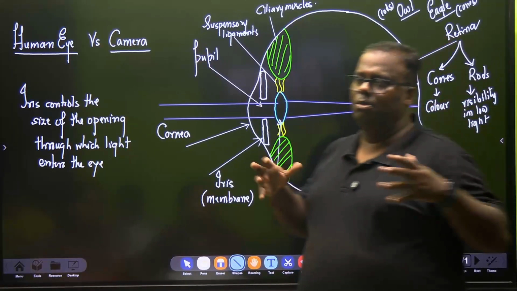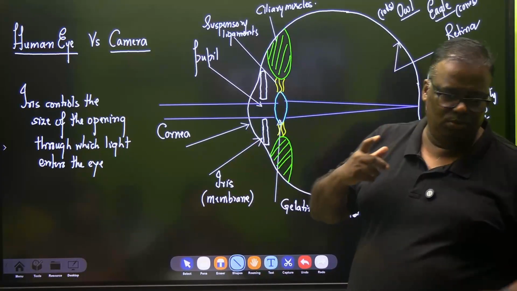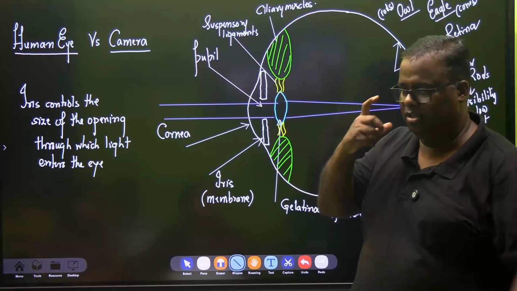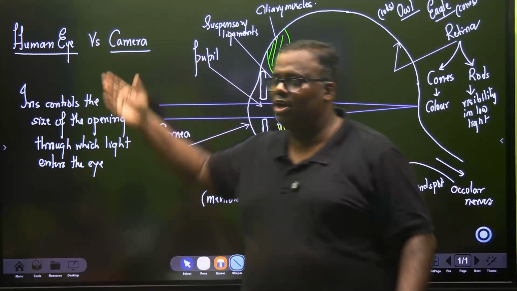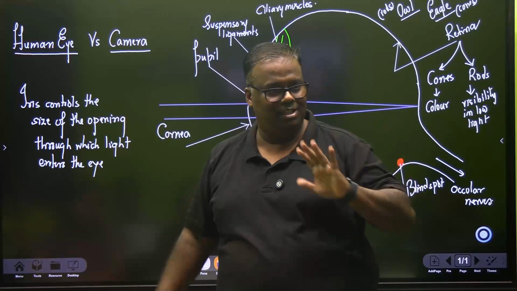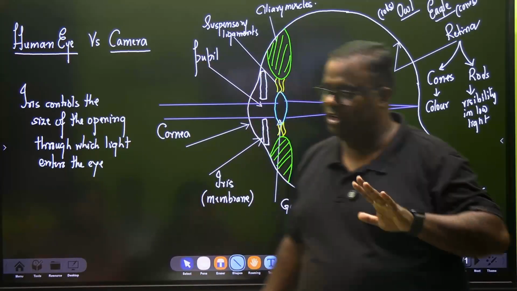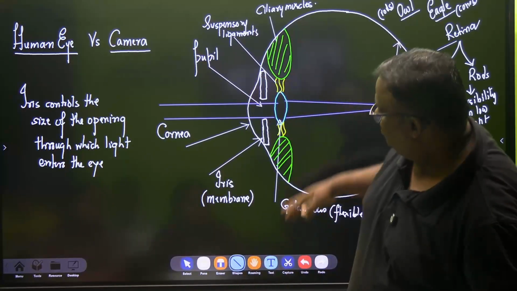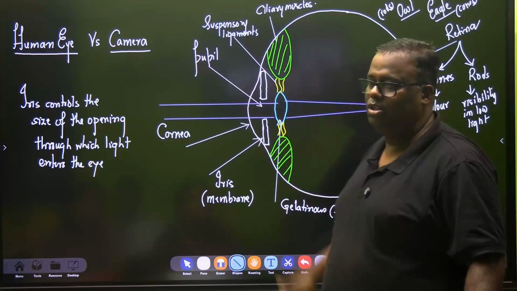Take out a camera from a packet, a DSLR camera. The first thing you will do is what? You will open the lens cover. What do you do in your eye? You open your eyelids. Clear? Eyelids and lens cover are same. Understood? Then we have something called a protective transparent layer called the cornea.